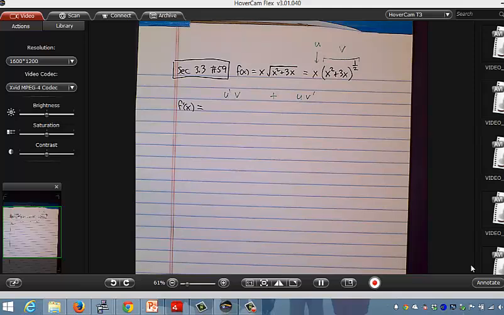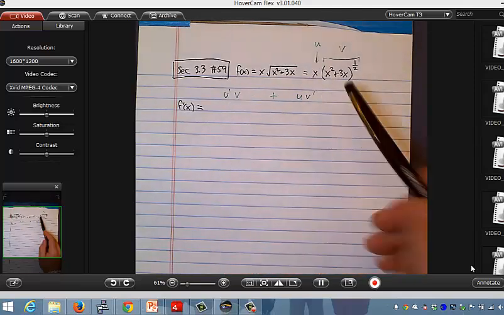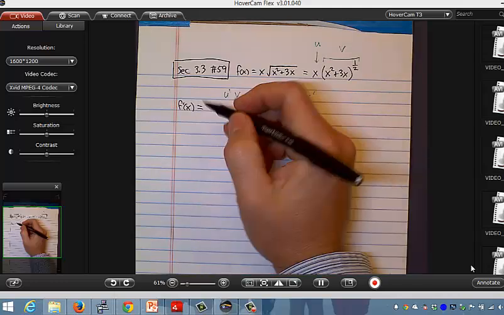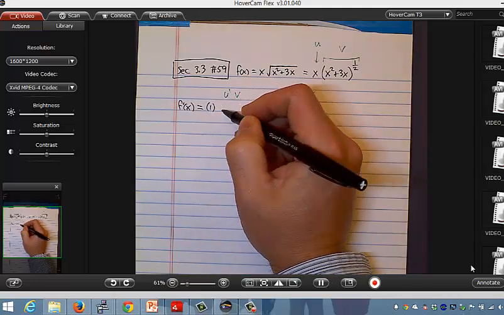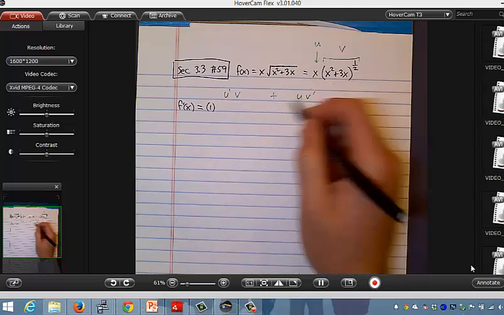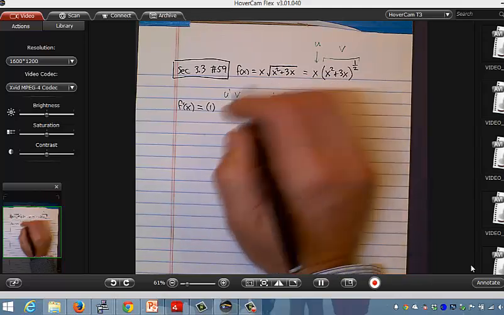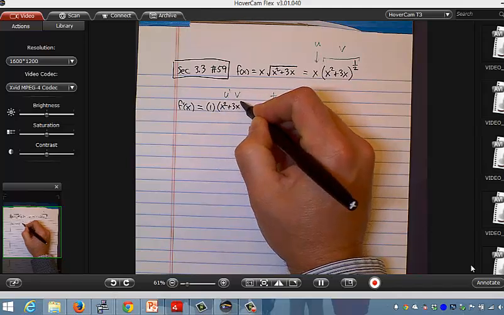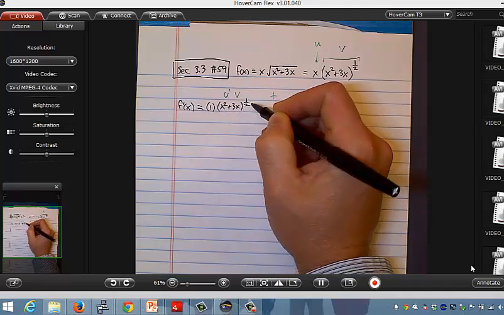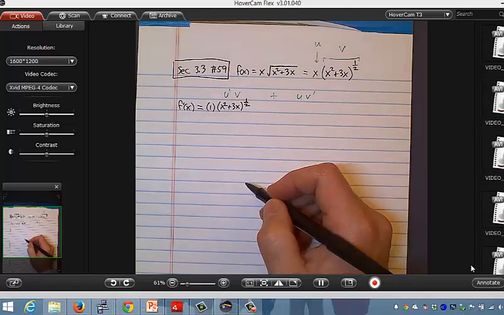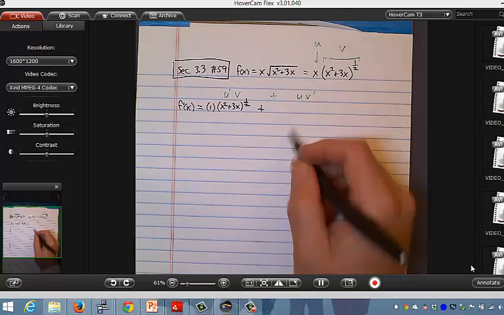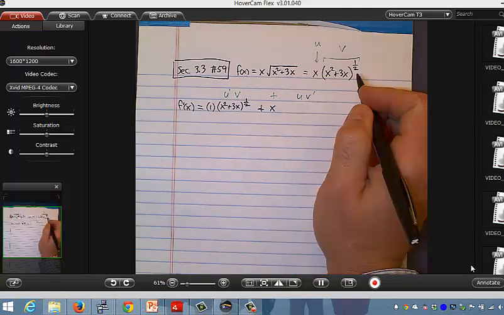And so what's u prime? Well, u is x, so what's u prime? Well, derivative of x is just 1, right? So I get 1 times, and then we said v is this x squared plus 3x to the 1/2 power, plus, well, u is x, and now I have to do v prime.